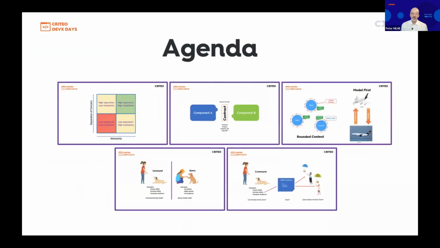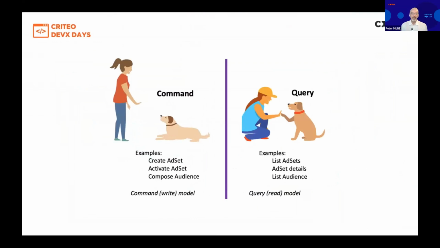So that's contracts. Let me talk about command query responsibility segregation. The person on the left is giving their dog a command. In our speak, it might be create ad set, activate ad set, compose audience. On the right-hand side, the person is asking their dog to shake. So this might be the equivalent of list ad sets, ad set details, list audience. One is a command and the other is a query.